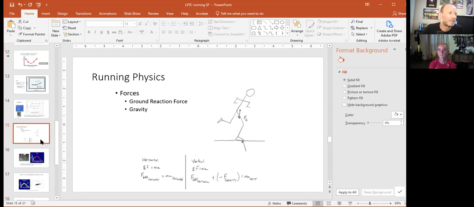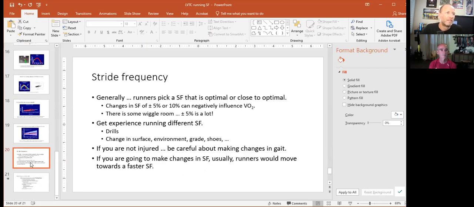All right, so I'll save these for another time. Stride frequency, generally runners pick the stride frequency that's optimal or close to optimal. Plus or minus 5%, 10% is a little bit high, will not negatively influence VO2. There's some wiggle room. Do some drills, experience other stride frequencies than what you normally run at. That is a way to try to figure out the right rate for you.